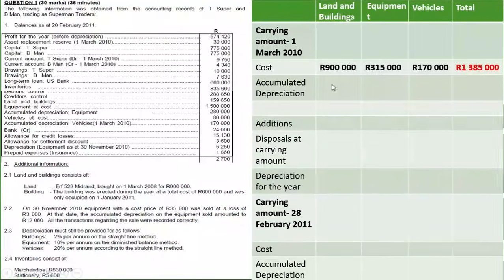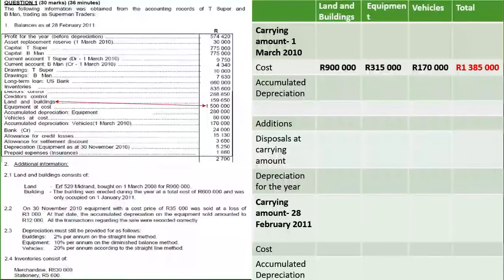For land and buildings, now remember, we were told, or we found out, that at the beginning of the period we didn't have buildings yet. We only had land, and that's why we only have the cost of 900,000 rand. And what do we know about land? Land does not depreciate, so it does not lose value over time. In fact, it appreciates over time. So at the beginning of the period we only had land. We didn't have building yet in this section, so we didn't have any depreciation for land.